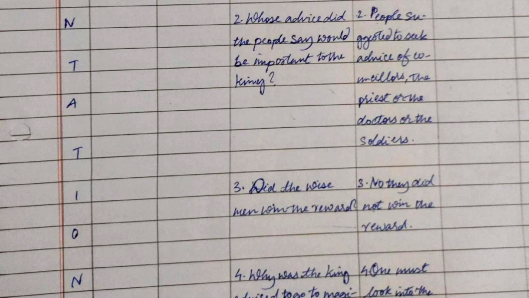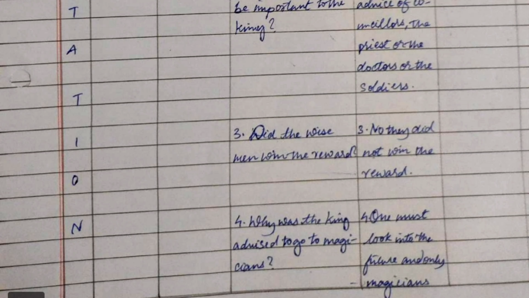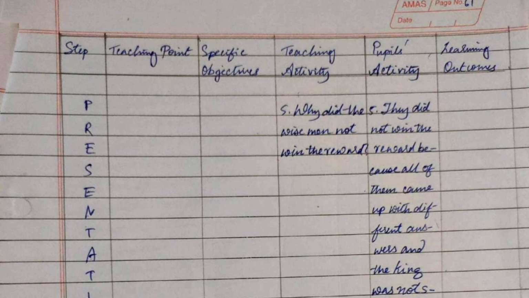Question number 3, did the wise men win the reward? The answer is, no, they did not win the reward. Question number 4, why was the king advised to go to the magician? The answer is, one must look into the future and only magicians can tell the future. The last question, question number 5 is, why did the wise men not win the reward? The answer is, they did not win the reward because all of them came up with different answers and the king was not satisfied.